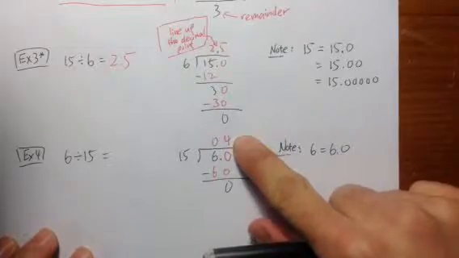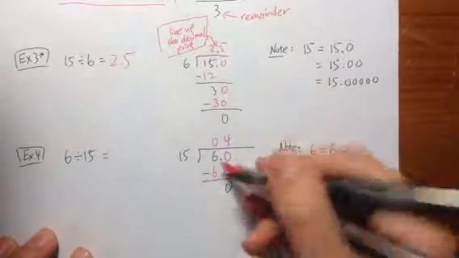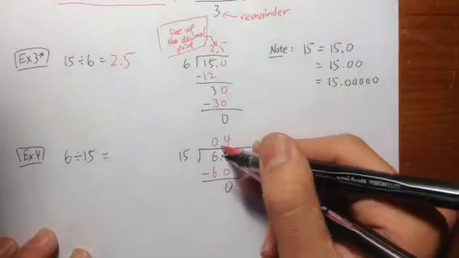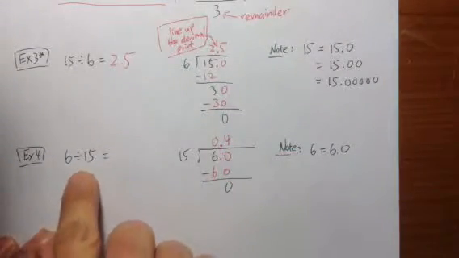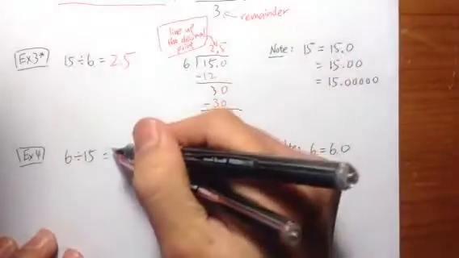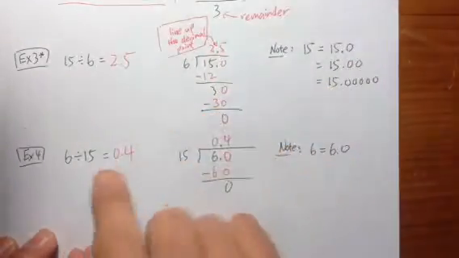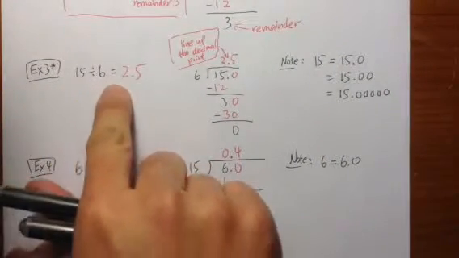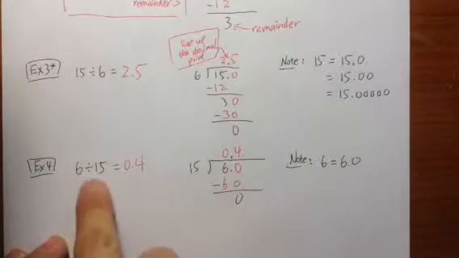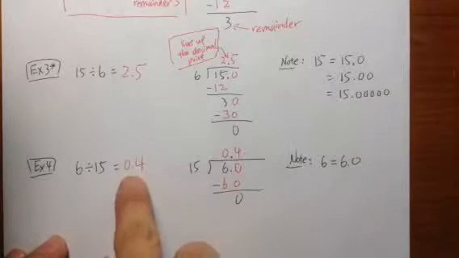And then, don't forget the decimal point. Also line up the decimal point for your answer. 6 divided by 15, you get a very different answer, 0.4. So notice 15 divided by 6, you get 2.5. 6 divided by 15, it's equal to 0.4.